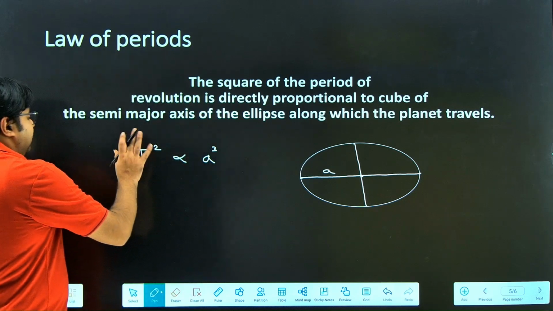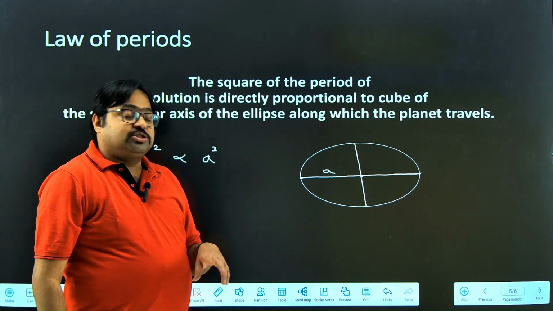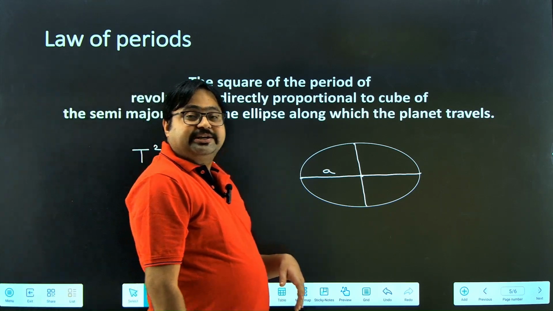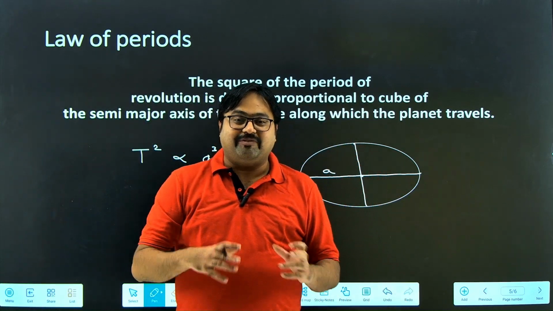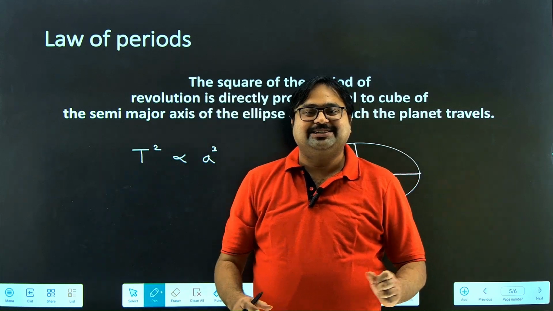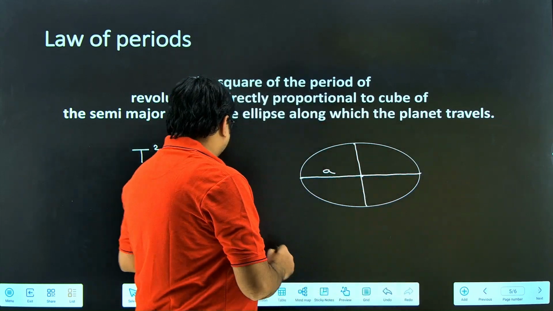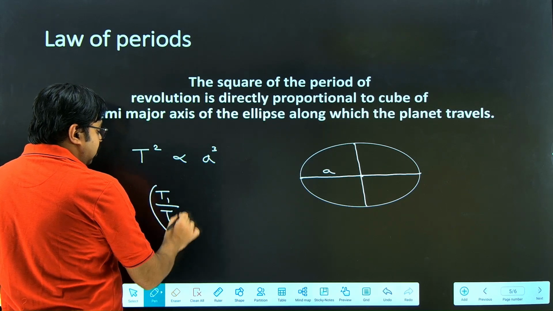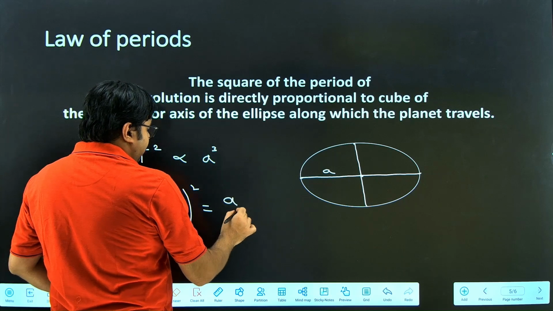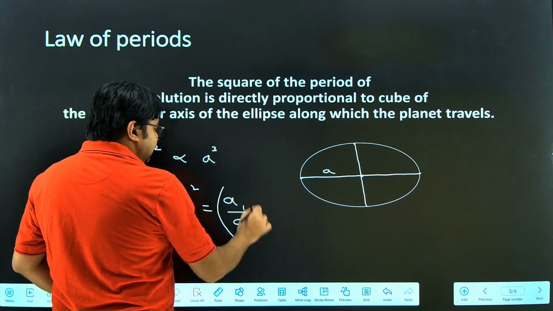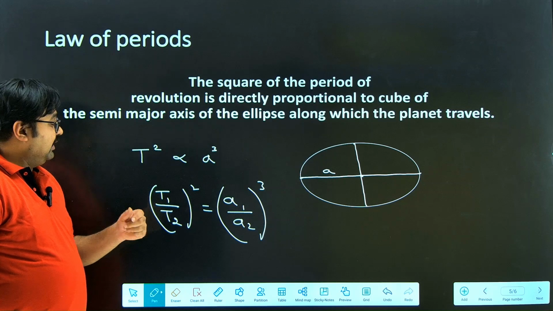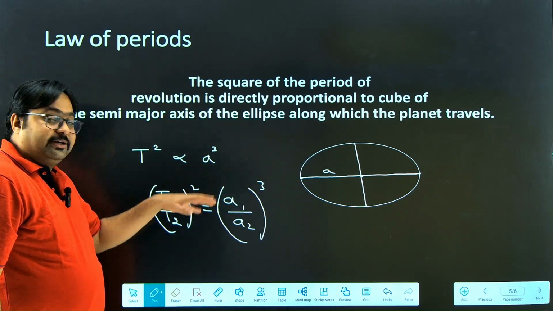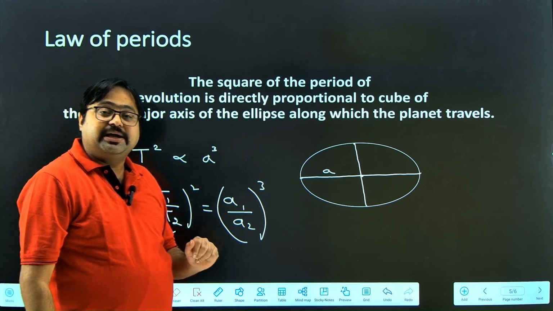Anyway, the square of the period of revolution is directly proportional to the cube of the semi-major axis. So this is a proportionality. Sometime later in some other video, we will look at what this equation exactly is. But right now, you can just say that T1 divided by T2, the whole square, is equal to A1 divided by A2, the whole cube. That's exactly how you write the law in the language of mathematics.